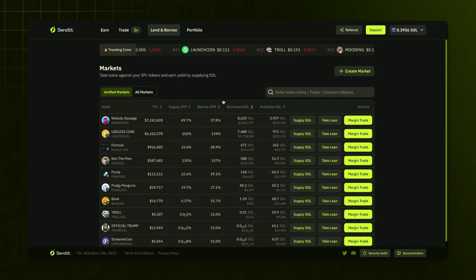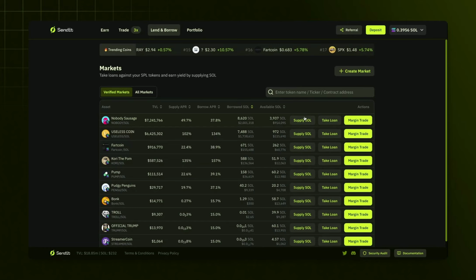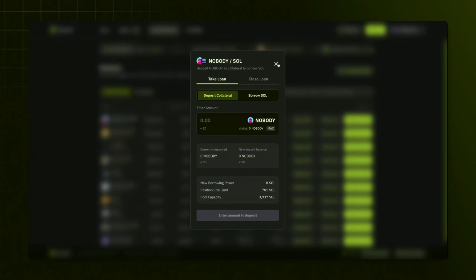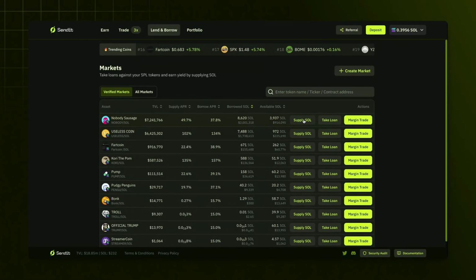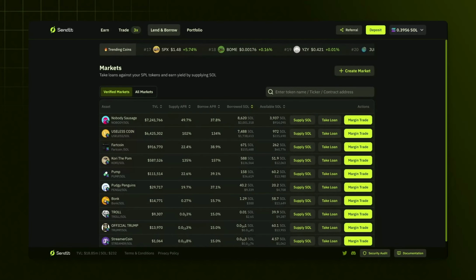The borrow APR is the cost that borrowers incur when taking SOL. Additionally, borrowed SOL shows how much Solana is currently borrowed from that market, while available SOL indicates the remaining Solana available for borrowing in that market. Here's how it all works. Borrowers deposit meme coins as collateral to borrow Solana into their wallet, while lenders supply Solana to the market to earn a return. We'll delve into these details shortly.